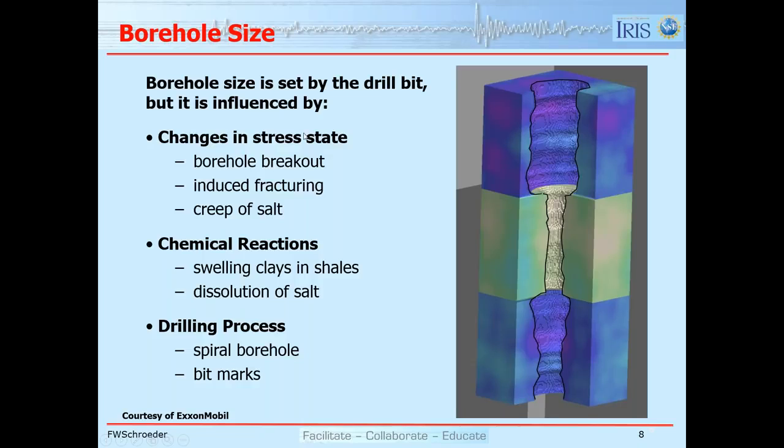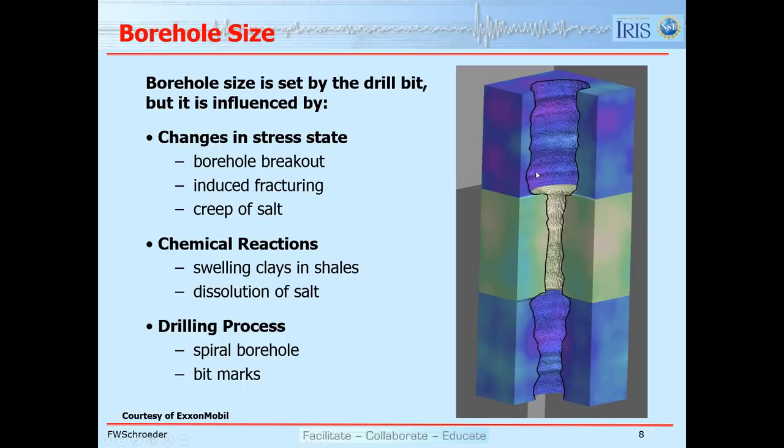The borehole can also change as the stress state of the rocks change. We can also have some chemical reactions, such as the swelling of clays in shales or dissolution if we're going through a salt layer. And the drilling process itself can impact the actual hole size. We can get a spiral borehole where the drill stem is not perfectly vertical, and the rotary drill head can leave some bit marks, somewhat like the grooves on a bullet that the CSI people love to talk about.